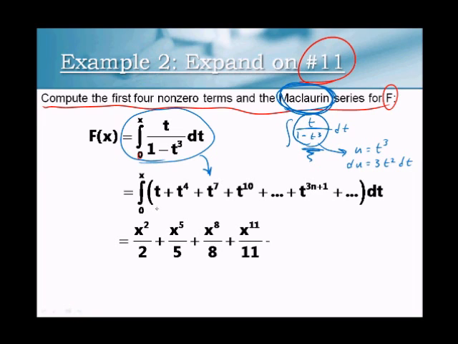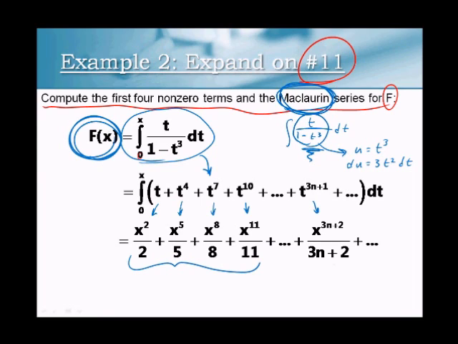The definite integral from 0 to x of t is x squared over 2. The definite integral of t to the 4th from 0 to x is x to the 5th over 5, etc., etc. Okay, so what I've done is I've computed the first four non-zero terms of the Maclaurin series for f of x, and actually I also found an nth term, even though they didn't specifically ask for that in the problem. Why would this be useful?